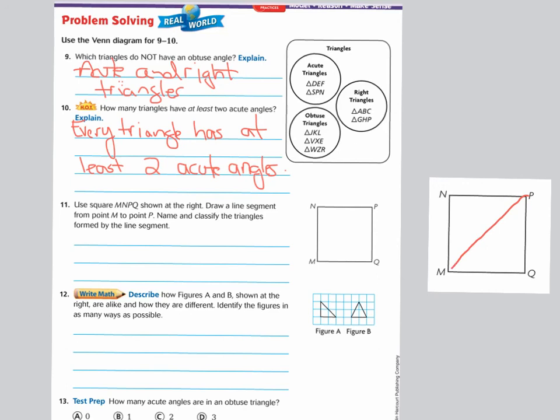So if we partition our square into 2 triangles, what kind of triangles do we have now? We should remember from last year that squares have 4 right angles. That's what makes them so special, is that all of their angles are right. So I should remember and recognize that angle N and angle Q are right, and therefore our 2 triangles are actually 2 right triangles.